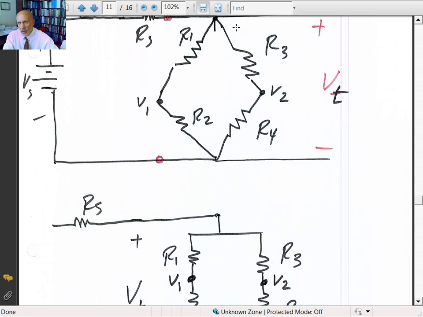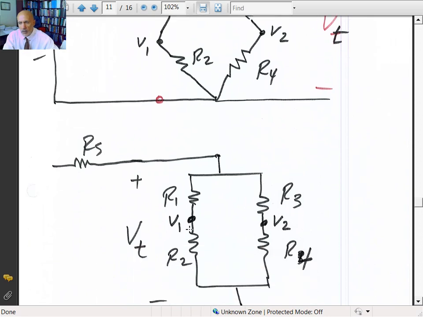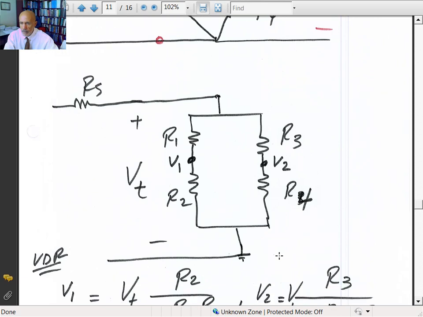The same thing on this side. On the right, R3 and R4 are connected in series. Then R1 and R2 connected in series will be in parallel with the combination of R3 and R4 connected in series.